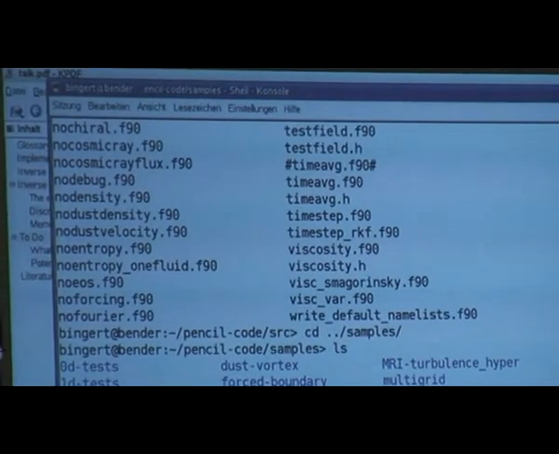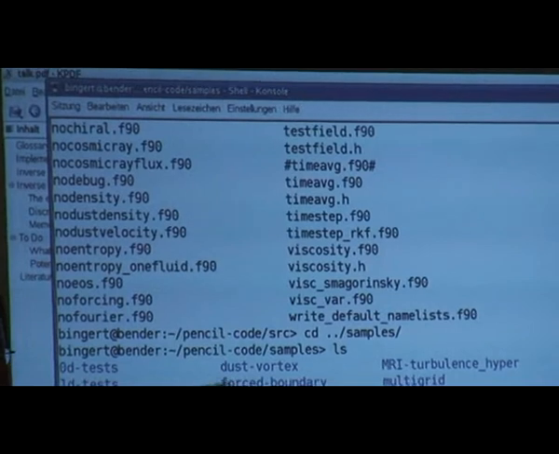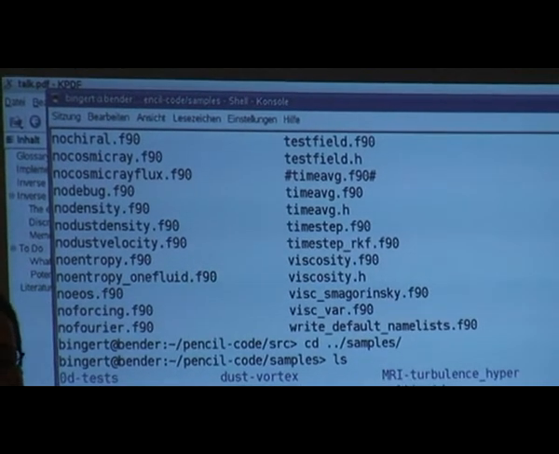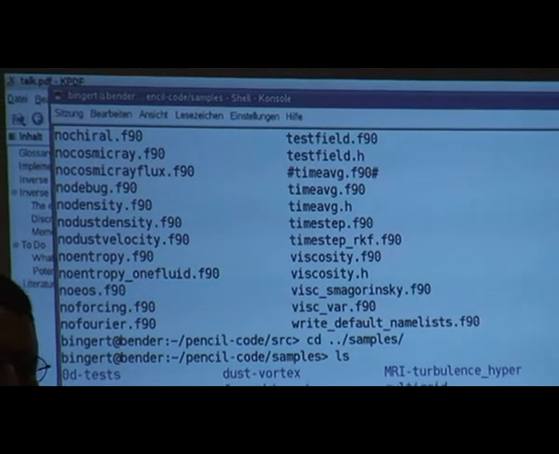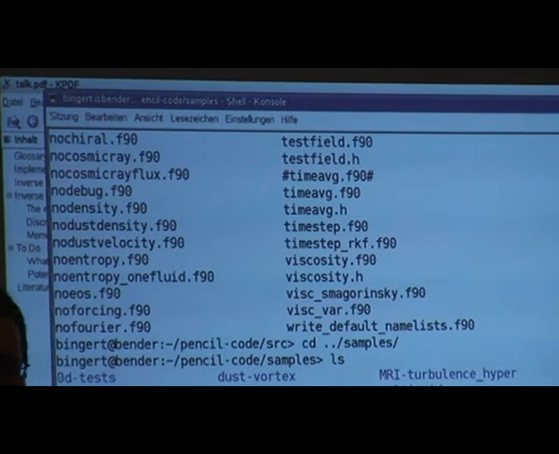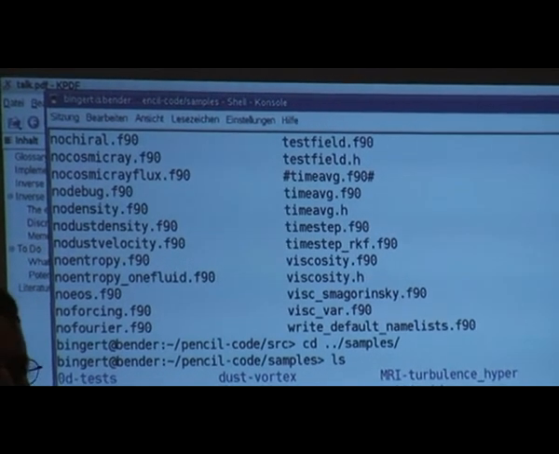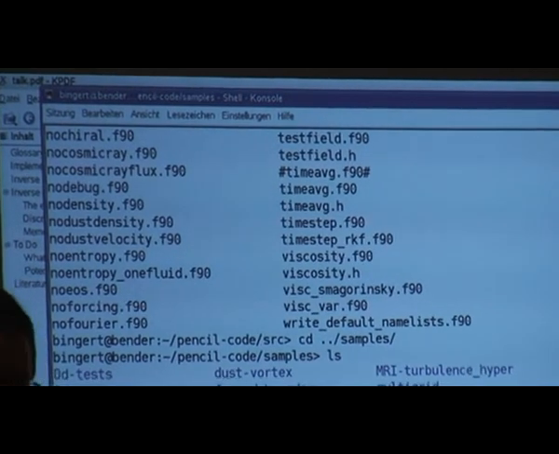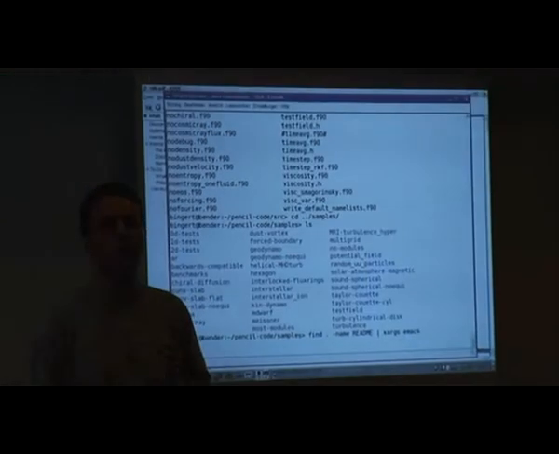This is our insurance against accidentally changing something in the Pencil Code that breaks the functionality that we have and that we need for all the, or maybe also new production runs. Now, there's a few things that can be optimized with that.